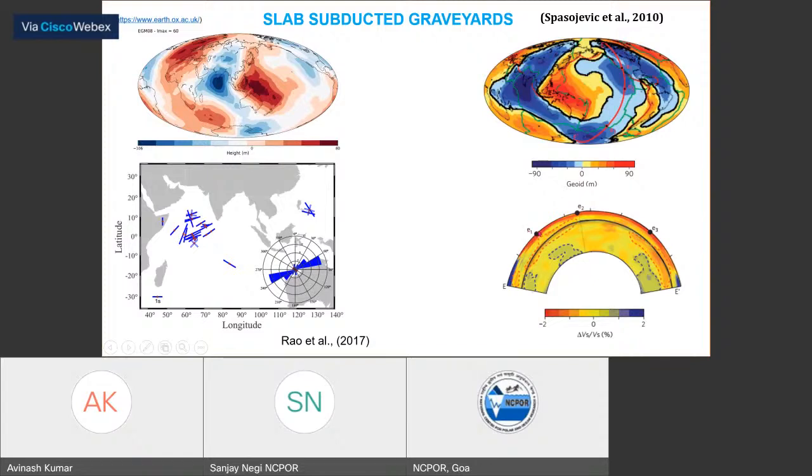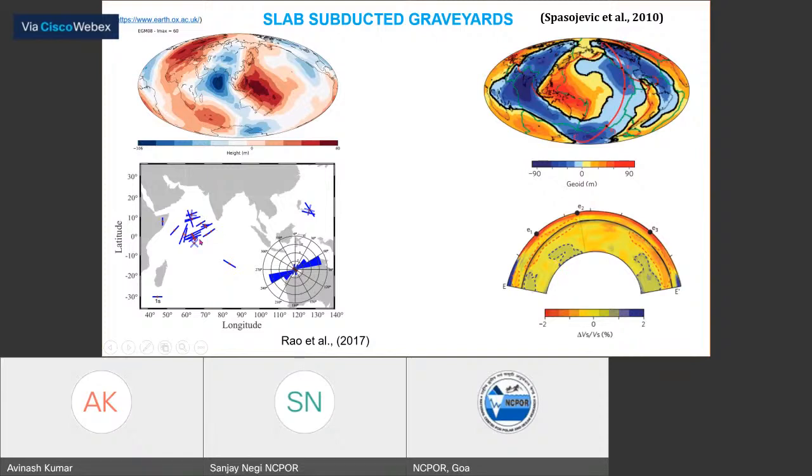So because of which this theory came into existence, that the subducted slab graveyard along with the low velocity anomalies on the shallower part would give rise to the low geoids. And similar studies were performed at the base of the Indian Ocean to actually define these subducted slab graveyards on the western Indian Ocean.